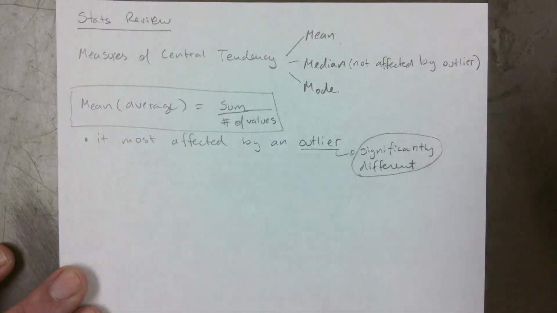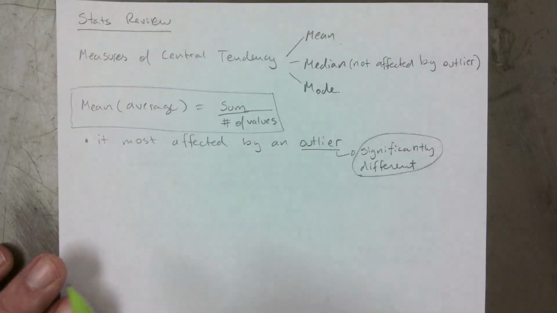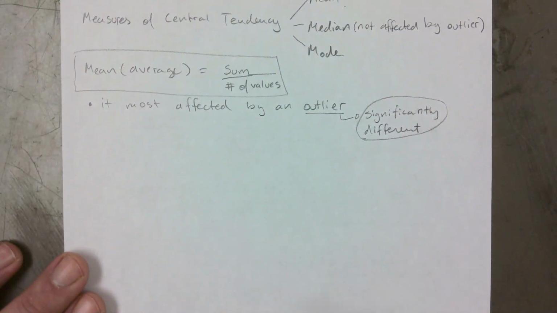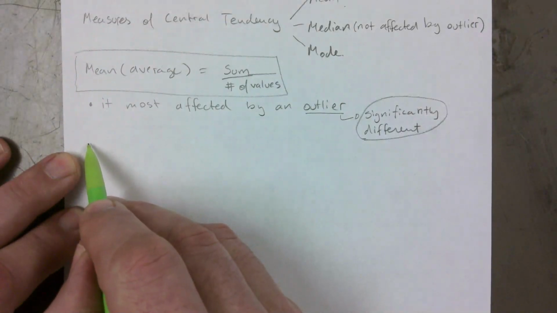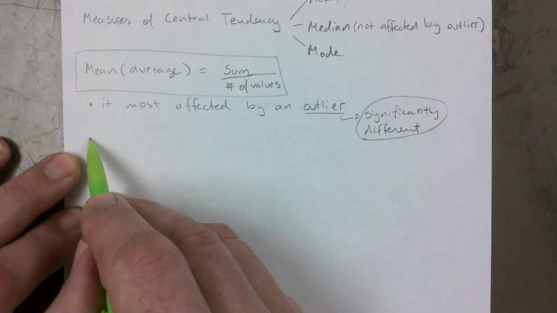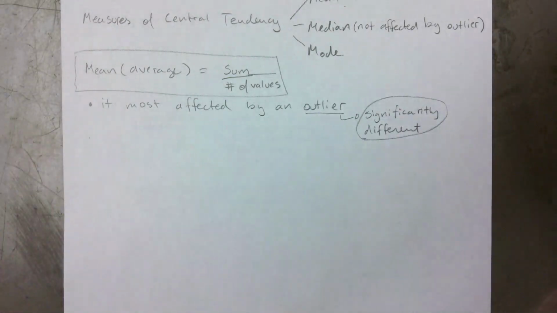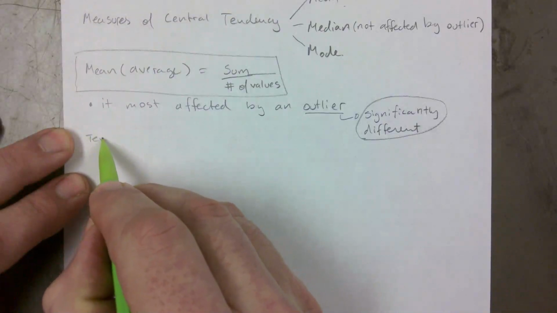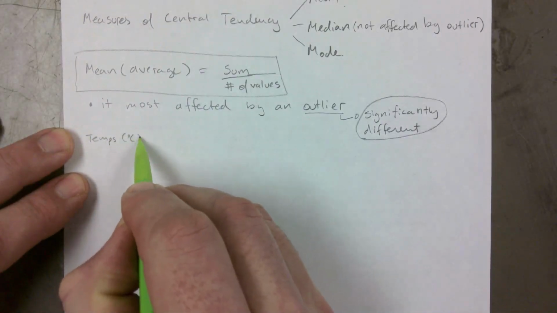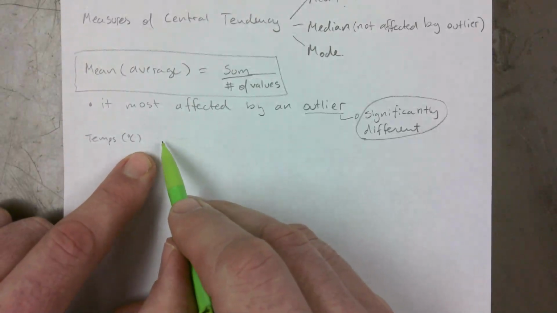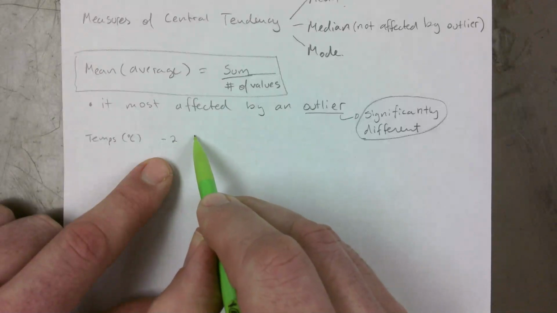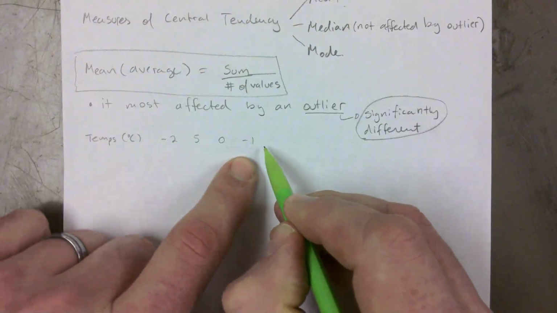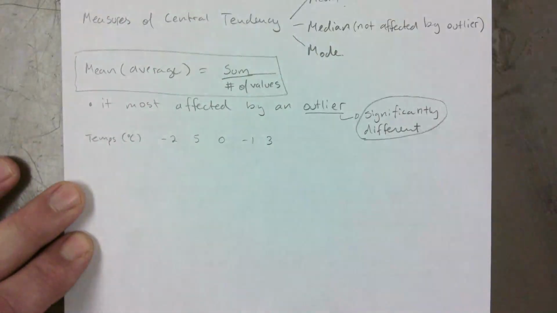So we talked about that. That was the first part of statistics, and just remember, you're going to have a number of different scenarios, if you have just a bunch of values. Let's say, I'm just going to come up with an example here real quick. Let's talk temperatures in degrees Celsius. Over a 5-day period, you observe -2, 5, 0, -1, and +3. So what's the average temperature?